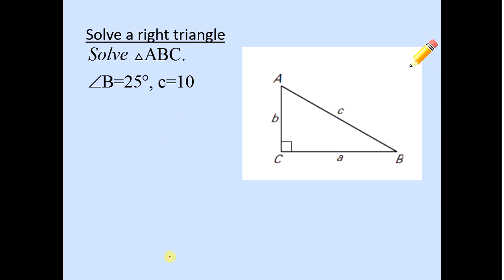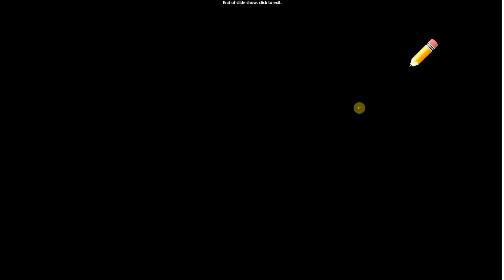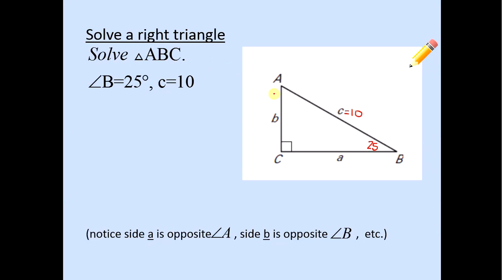Solving a right triangle, aka find everything that we can find. So I need to find all the angles. I need to find all the sides. So I am given that the angle of B, his measure is 25 degrees. So I'm going to put that in the little triangle right here. And then C is 10 degrees. Notice how side A is opposite of A and side B is opposite of B. Okay, notice that. Now, what I need to do is I need to find my other angle. That's going to come in handy.